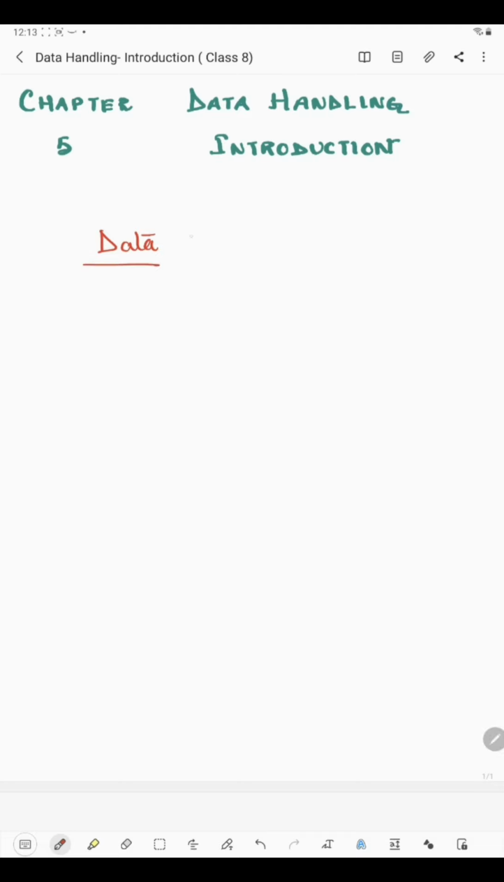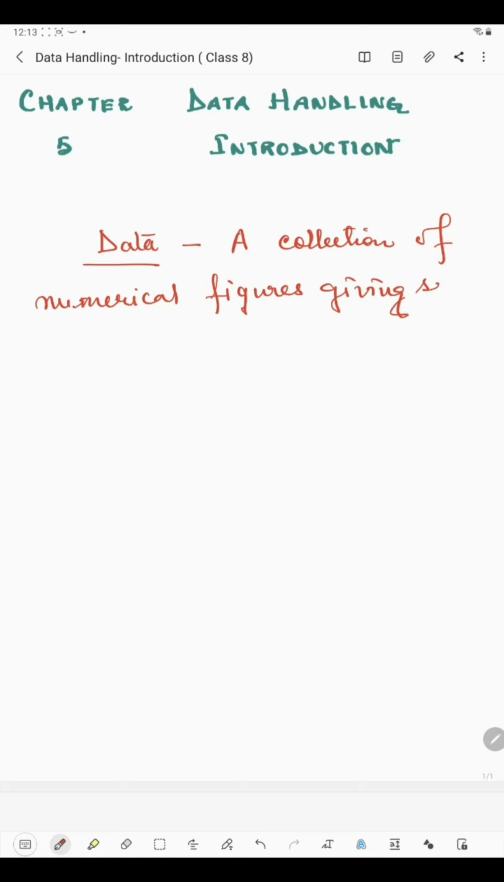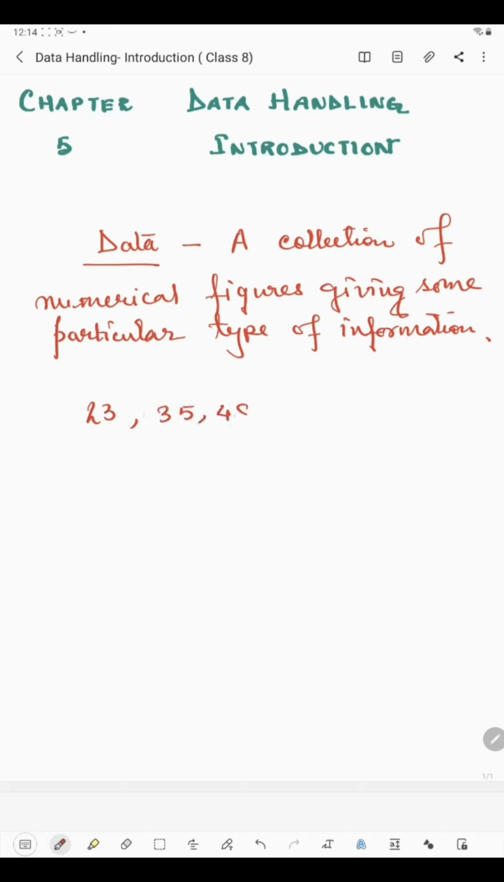Now what do you mean by data? Data is a collection of numerical figures giving some particular type of information. For example, the data about the temperature of a city, suppose 23 degrees, 35 degrees, 48 degrees, 30 degrees, 25 degrees. These are the data given. These are the data about the temperature in five different cities, suppose, okay? So this is all about data.